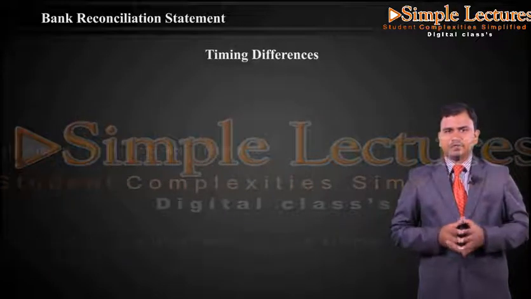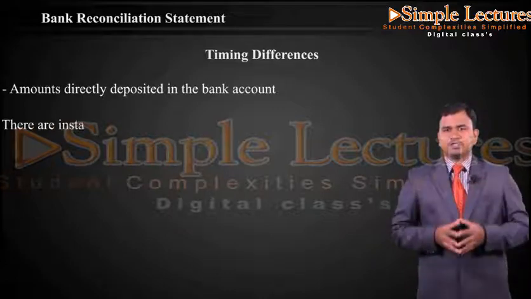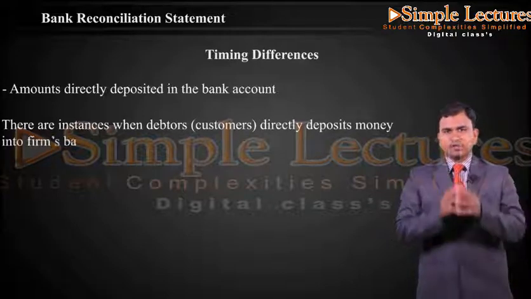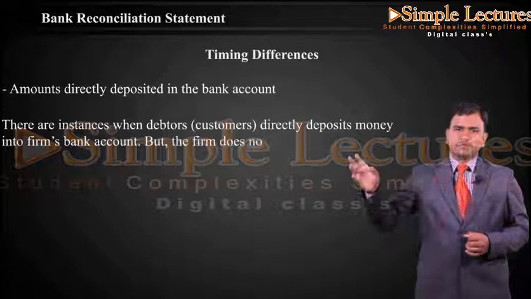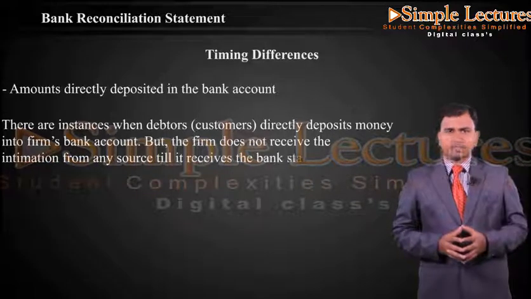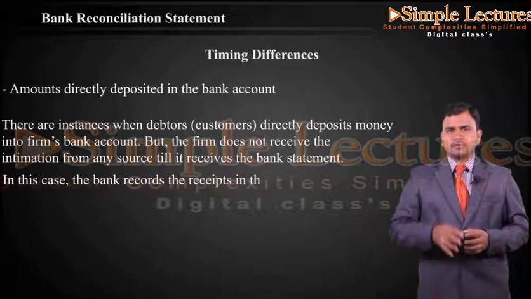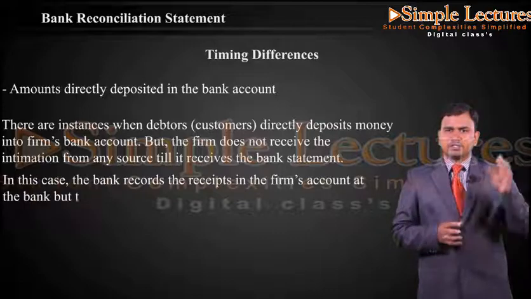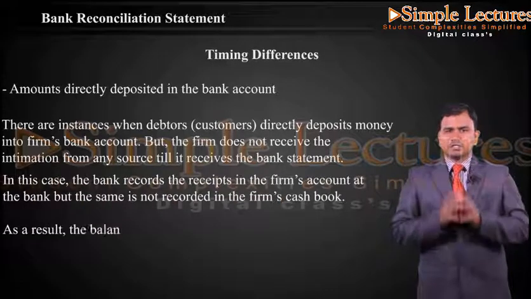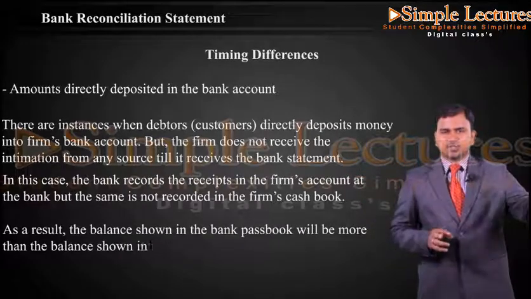And then we have amounts directly deposited in the bank account. There are instances when debtors or customers directly deposit money into the firm's bank account, but the firm does not receive the intimation from any source till it receives the bank statement. In this case, the bank records the receipt in the firm's account at the bank, but the same is not recorded in the firm's cash book. As a result, the balance shown in the bank passbook will be more than the balance shown in the firm's cash book.